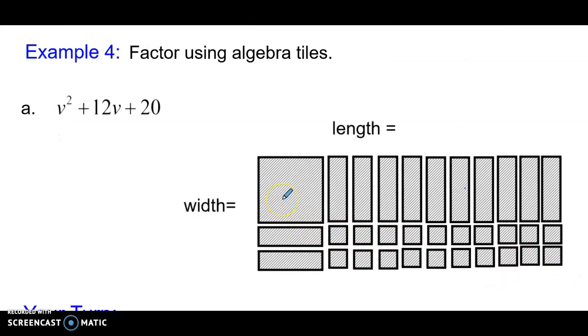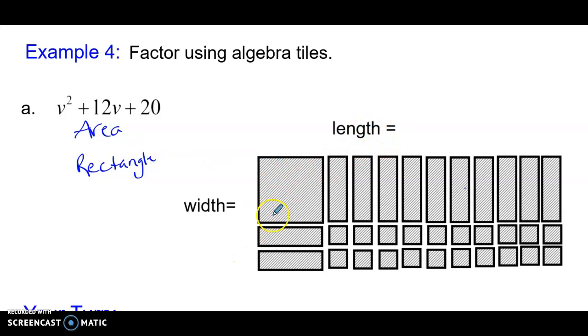So in example 4, we have algebra tiles set up to represent 1 v squared, 12 v tiles, and 20 unit tiles. These form a rectangle, a perfect rectangle. This is my area. That's my rectangle.